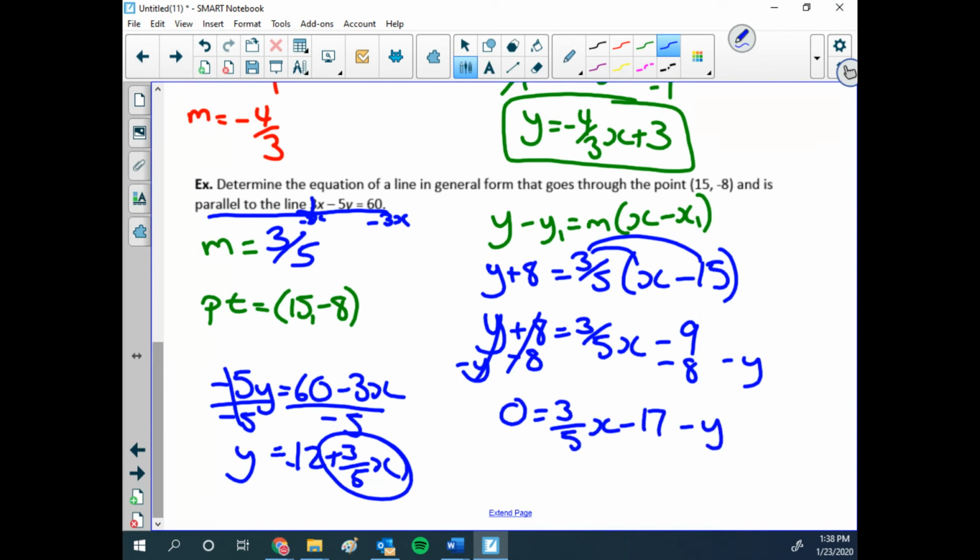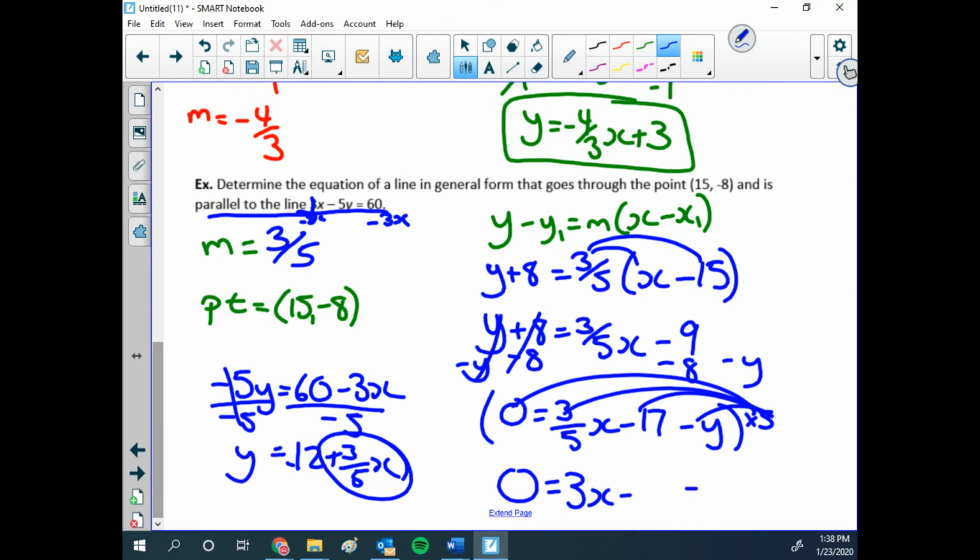And I need to get in general form, so the last thing I'd have to do here is what? Times it by the denominator. Got to get rid of that. Yeah, so I'll times that by 5. So 0 equals 3x minus whatever 17 is times 3. Thank you. 5y.